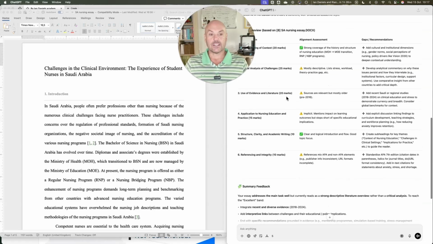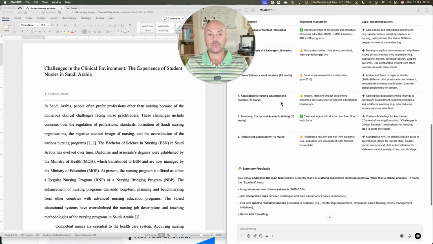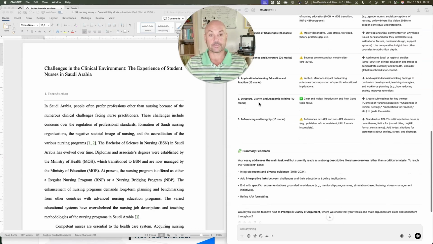Use of evidence and literature, they're a bit too old. Application to nursing education practice is not clearly described in the essay. I say to my students, treat the reader, which is going to be your supervisor, the person who gives you the marks, like a bit of an idiot. Everything needs spelling out to them. They need to see these links. Don't just make jumps in logic. Don't just assume they can follow your argument. Show every link in the chain so they can follow it clearly.